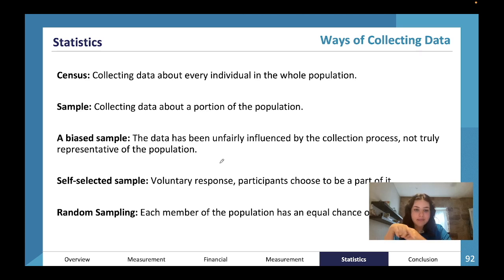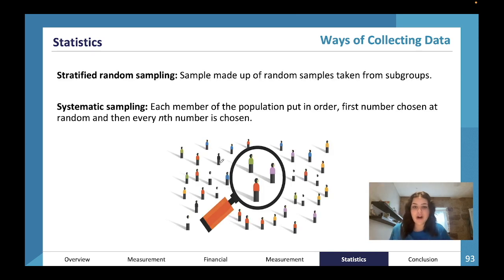Random sampling is when every member of a population has an equal chance of being selected. So it might be we're going to choose 5 people from this group of 50 people in this maths class. Everyone has an equal chance of being one of those 5 people. All right, stratified random sampling is a sample made up of random samples taken from subgroups. So you might take 7 students from year 7, 6 students from year 8, 9 students from year 9, and so on. Stratified random sampling.